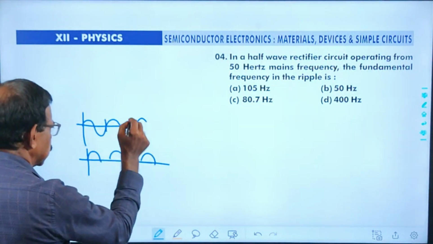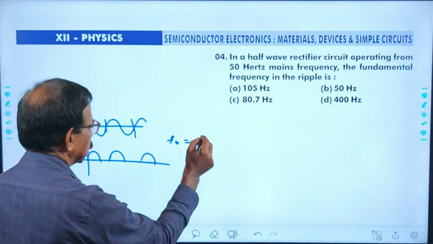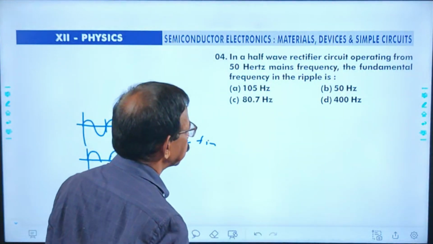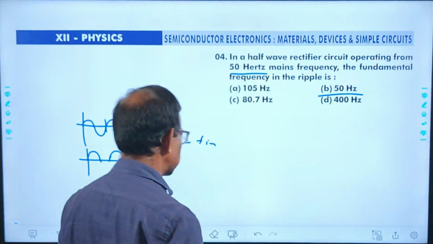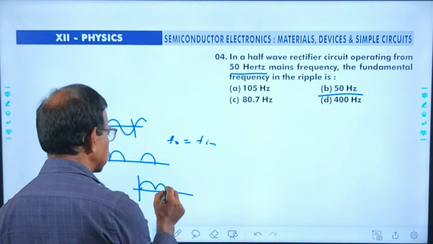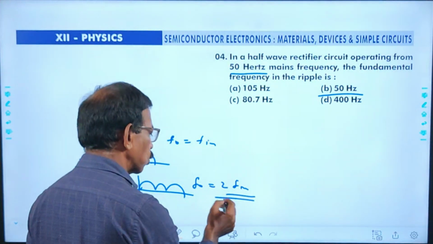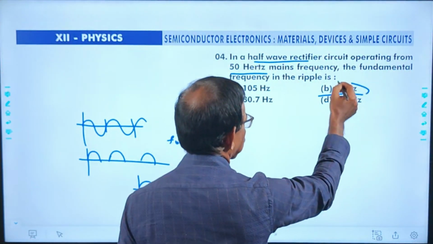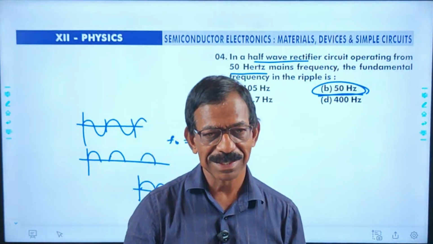Frequency is related to this term for a cycle. Here output frequency equals input frequency. Hence, if input frequency is 50 Hz, the output frequency is also 50 Hz. Whereas, if it is a full wave rectifier, then it will be like this. The output frequency is equal to 2 into input frequency. If so, it is to be 100 Hz. Here it is a half wave rectifier, so the output frequency and input frequency are the same. Hence, the answer is option B, it is 50 Hz.